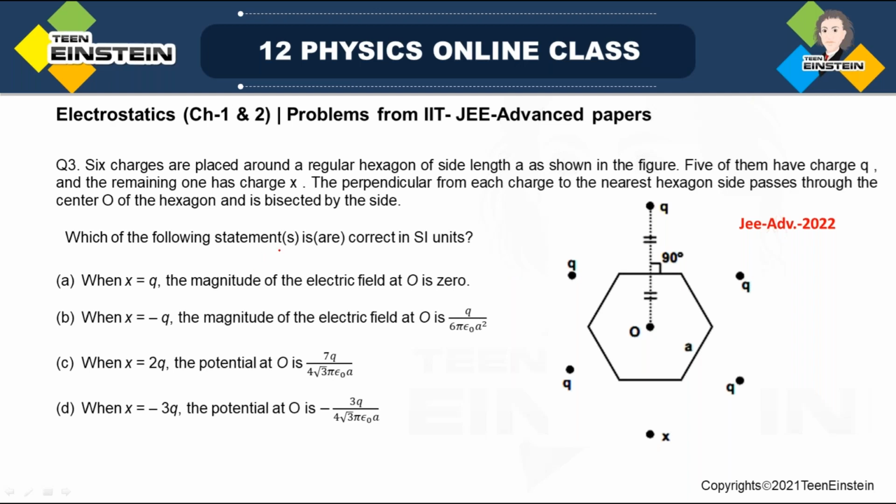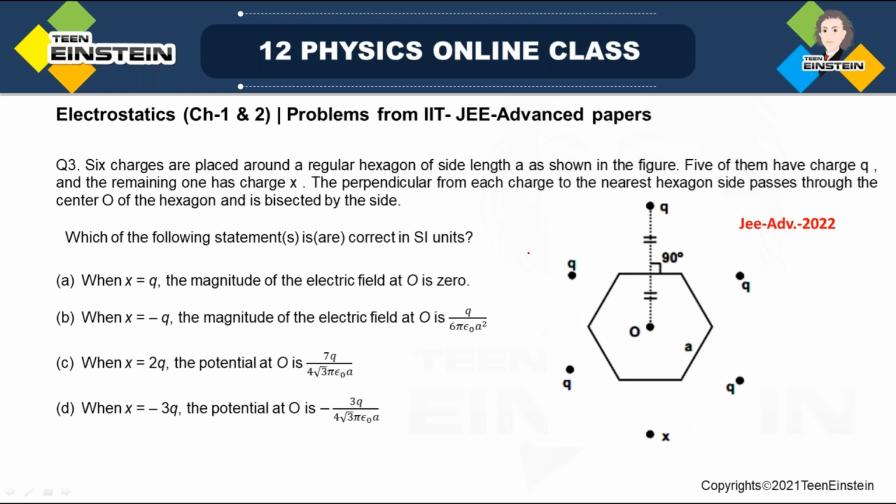So which of the following statements is or are correct in SI units? There can be more than one correct option. Okay, so let us see the options first. When X is Q, the magnitude of the electric field at O is 0. That we have to see.